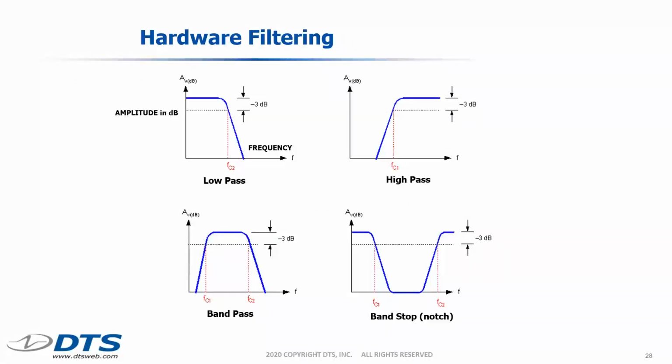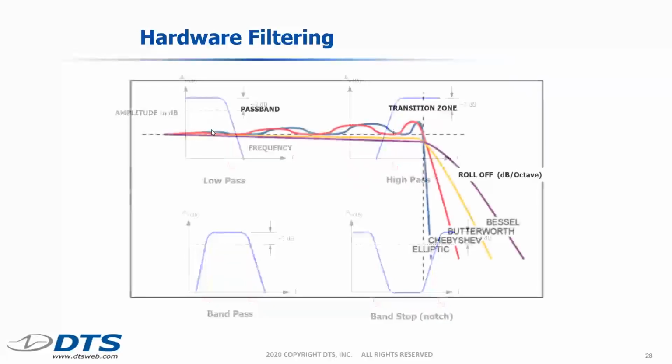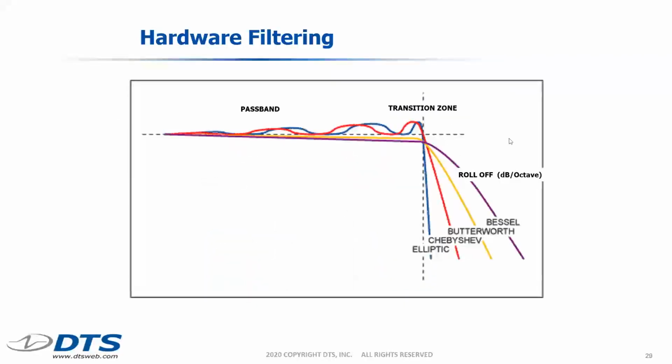There are four main types of filters. All of these graphs show amplitude on the y-axis and frequency on the x-axis. The low-pass filter is by far the most common in our world, but there are different types, including the high-pass filter that only allows frequencies above a certain frequency. There's a band-pass filter that selects a range of frequencies to allow through, and then there's a band stop or a notch filter. Again, in our world, we mostly use low-pass filters. There are several types of low-pass filters, including, as depicted here, the Elliptic, Chebyshev, Butterworth, and Bessel filter.